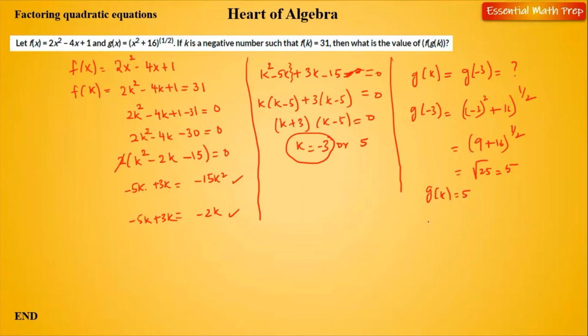So f of g of k is f of 5. That's what it really translates to. We're substituting g of k as 5 in f of g of k. So f of 5 is 2 times 5 squared minus 4 times 5 plus 1. So this is 25 times 2 is 50, minus 20, plus 1. So that's 31. It's a lengthy problem, but it's very important you can solve such a problem.